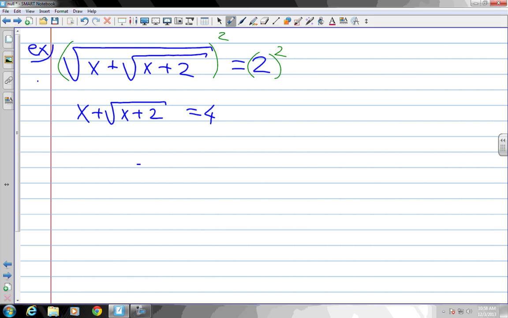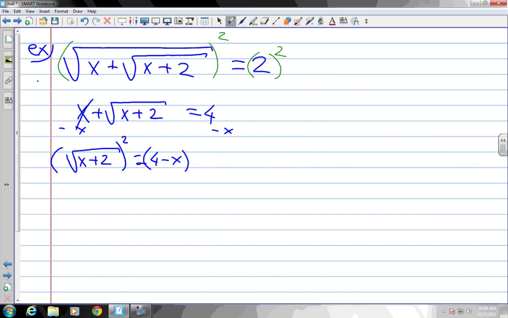So here's that step where I'm asking you, are there still radicals left? Yes, so I'm going back and repeating the process. I'm going to isolate and kill again. Here I need to subtract x from both sides to isolate the remaining square root. And then I'm going to square again to kill that radical.